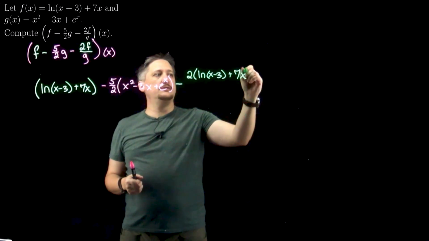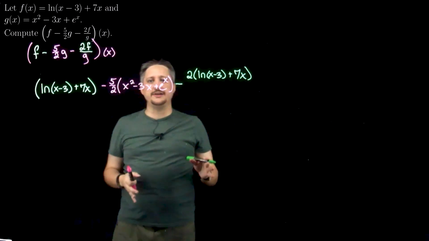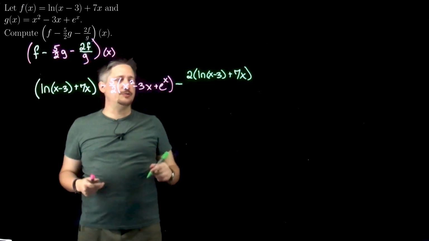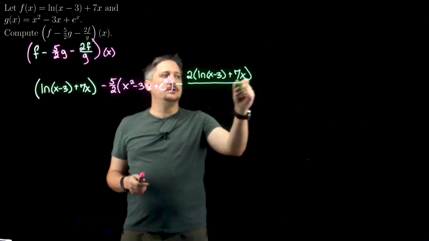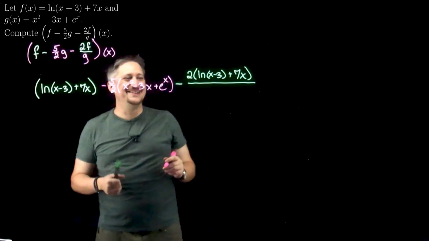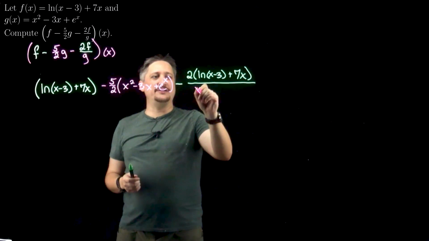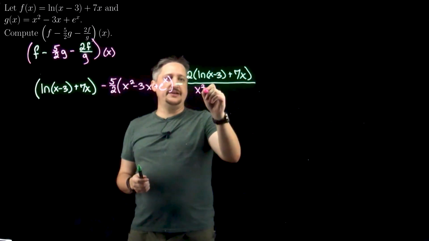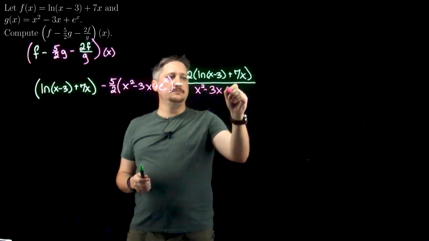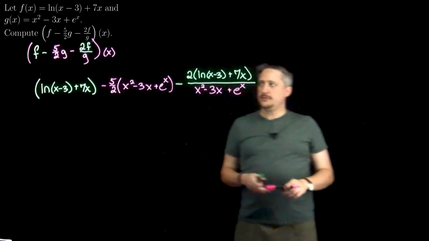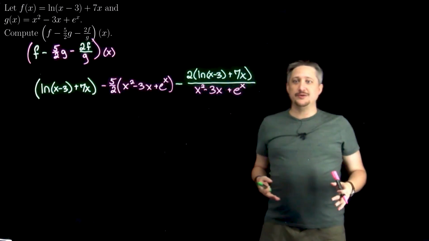Right. Parentheses always a good idea, especially, for example, here where I'm going to need to distribute that negative if I were to be simplifying any of this, which, spoiler alert, I'm not. And I'm dividing by g, which is this x squared minus 3x plus e to the x. Okay. And that really is it. I don't have to do anything else, right?